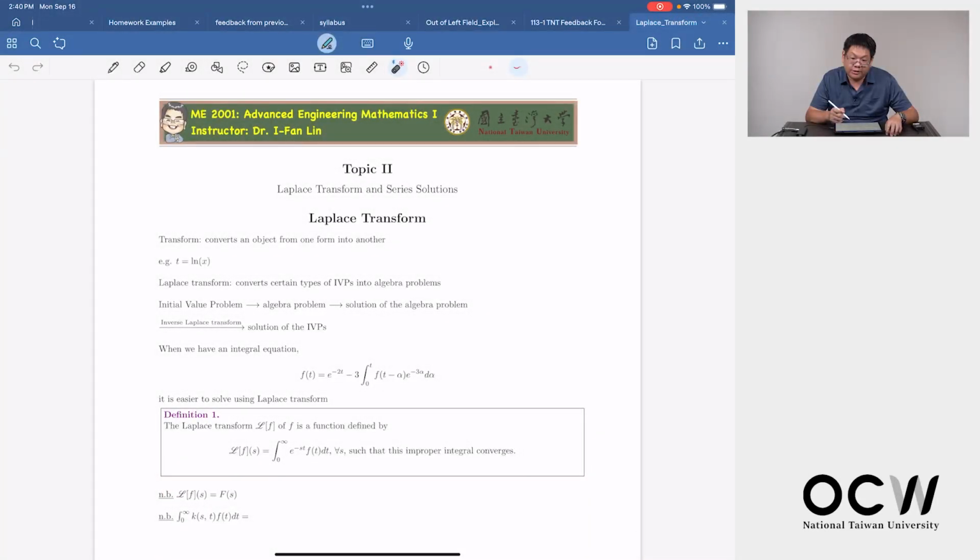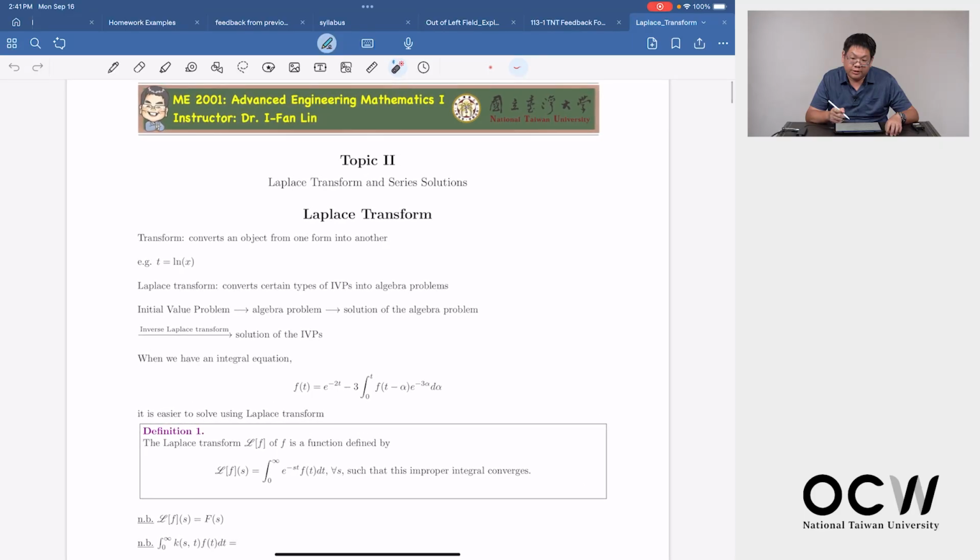Okay, so now let's talk about the second topic. The second topic is Laplace transform and series solutions. Again, for this topic, we also try to find the solutions of the differential equation. And how do we find the solution? Laplace transform is another way to do that. Okay, so what is a transform?